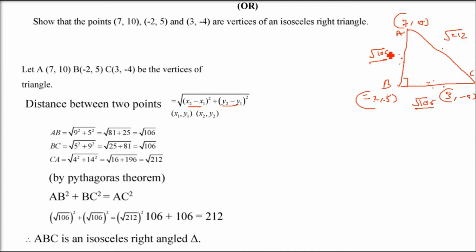Because these two root 106 sides are equal, it's an isosceles triangle. And how about the right angle? Let us see whether it is correct or not. If we can prove the Pythagoras theorem, then one angle will be 90 degrees. So AB square is 106, BC square is 106, AC square is 212, and 106 plus 106 is 212, which equals 212.